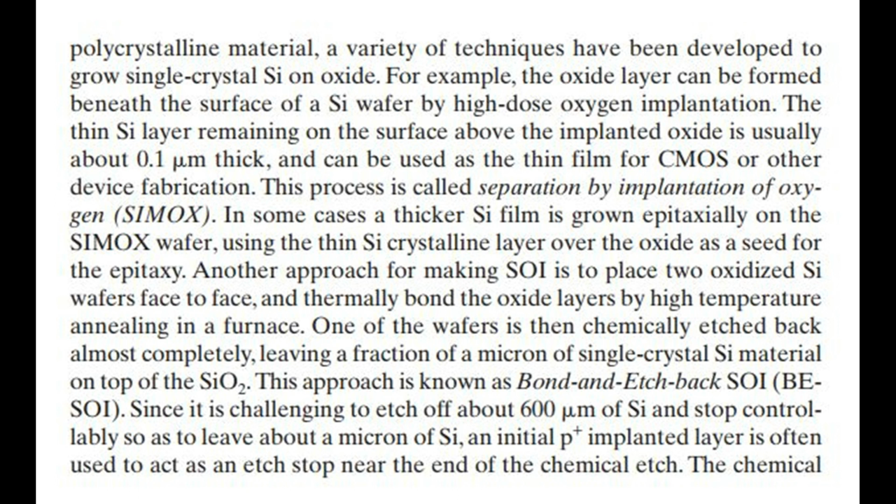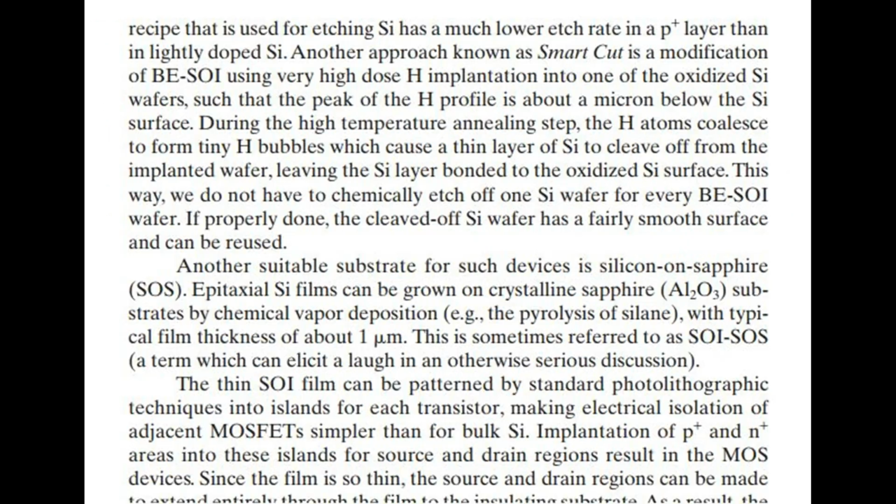Since it is challenging to etch off about 600 micrometers of silicon and stop controllably so as to leave about a micron of silicon, an initial P+ implanted layer is often used to act as an etch stop near the end of the chemical etch. The chemical recipe that is used for etching silicon has a much lower etch rate in a P+ layer than in lightly doped silicon.